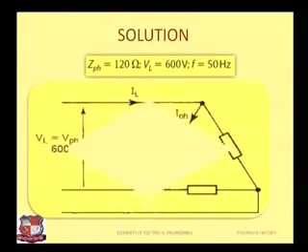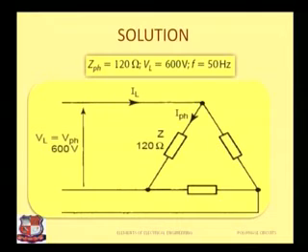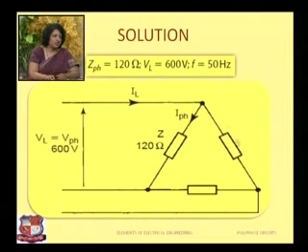Now these are the given things. ZPH is 120 ohm, VL is 600 volt, and frequency is 50 hertz. The figure shows, it will look like this. The VPH is 600, VL is equal to VPH, that is 600 volt, IL is this, IPH is this, Z is 120 ohms. Now first what will we find?